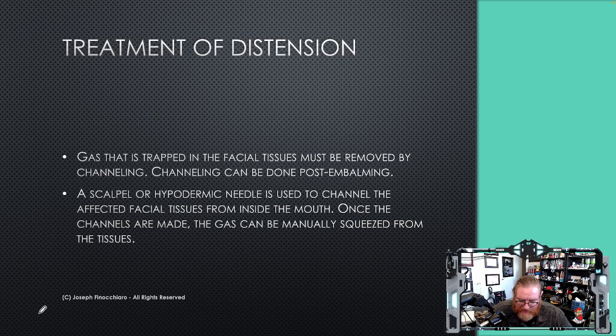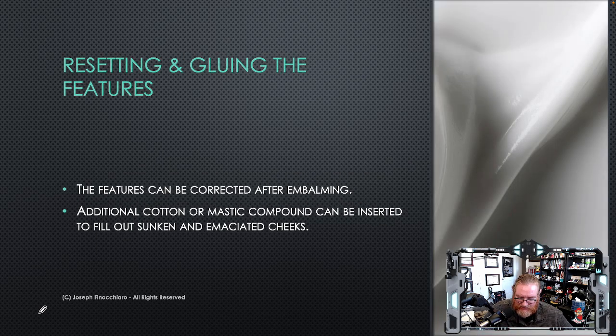Gas that is trapped in the facial tissues must be removed by channeling. Channeling can be done post-embalming. A scalpel or hypodermic needle is used to channel the affected facial tissues from inside the mouth. Once the channels are made, the gas can be manually squeezed from the tissues. Why inside the mouth? Hidden points of entry.